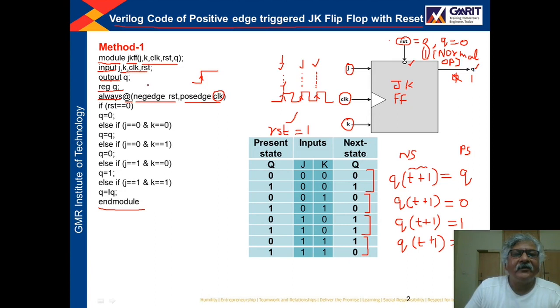And this negedge will be used to detect the negative edge on the RST input. So whenever the negative edge is detected on the RST input, then due to negedge RST, the always block will be active. And whenever these blocks are active, then all the statements inside the always block will be executed.